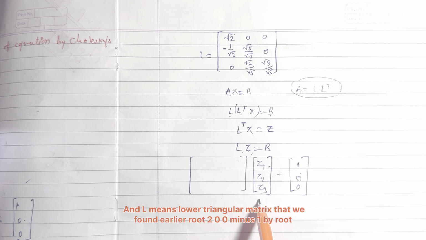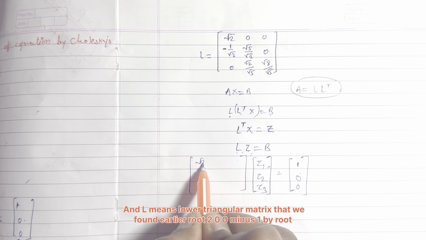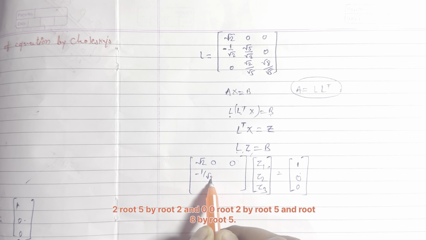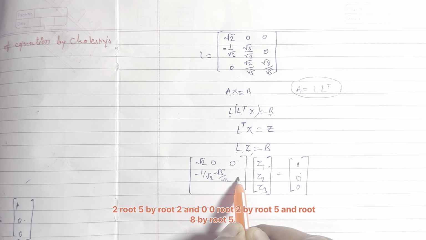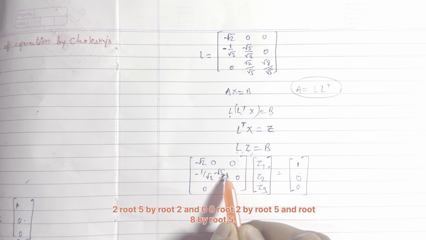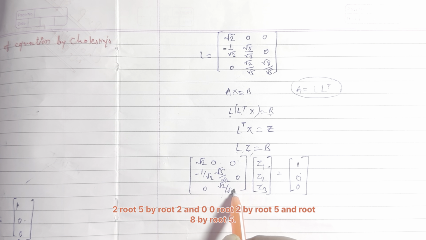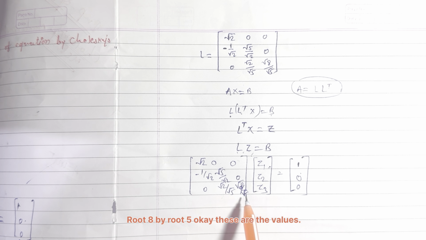And L means the lower triangular matrix that we found earlier: root 2, 0, 0; minus 1 by root 2, root 5 by root 2, 0; 0, root 2 by root 5, and root 8 by root 5. These are the values.